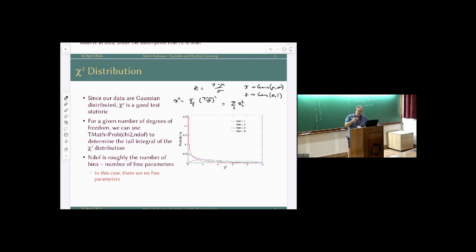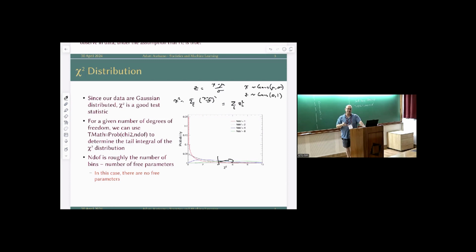Nicely, in root, there's a function called prob, which you can give the chi-squared that you've observed and the number of degrees of freedom, and it will calculate for you the tail integral. So it'll say how much probability is beyond that observation in the distribution. And that's exactly the thing that you need to do your hypothesis test. Now, just a quick note on the number of degrees of freedom. In this case, there aren't any free parameters, so the number of degrees of freedom is just the number of terms in your chi-squared, which is equal to the number of bins you have.